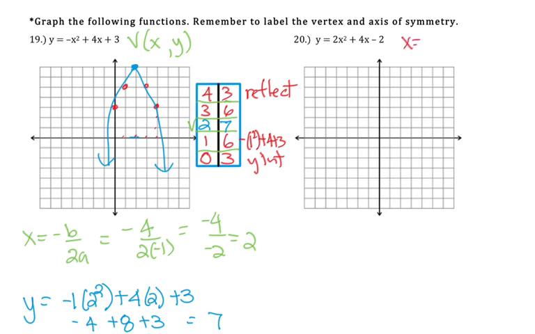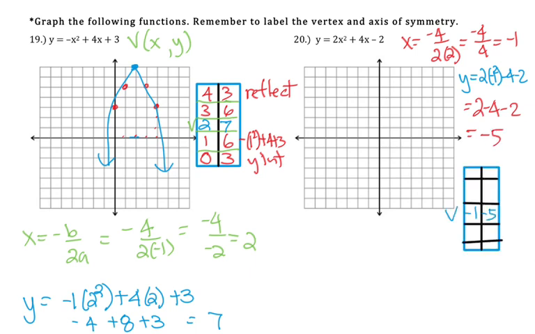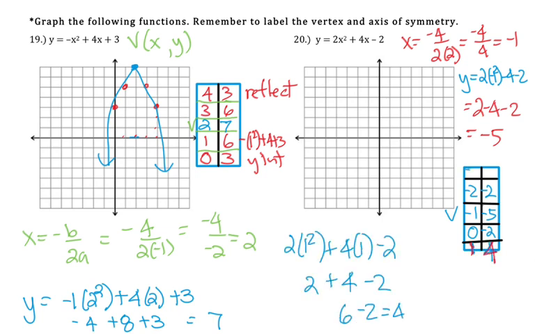I'm going to move on to the next one. I get negative b over 2a. So my vertex is going to be negative 1 and negative 5. I do points bigger and smaller, and I go ahead and graph those points as well.